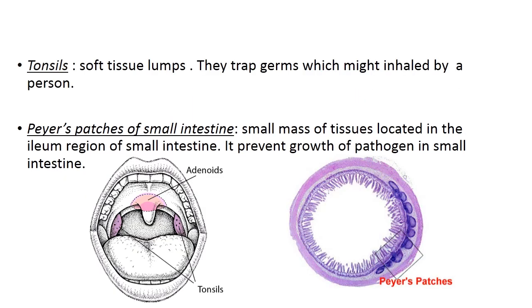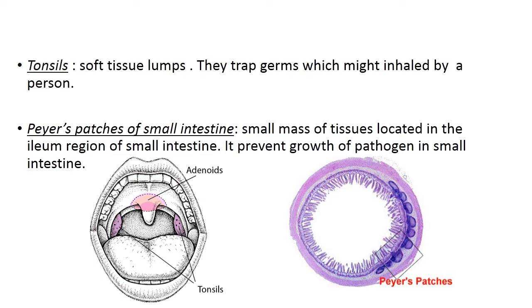Yes, the next organ is the tonsils. Tonsils are a pair of organs. They are very soft tissue lumps, and these tissue lumps are a part of the respiratory system. You can see in the diagram that there are two pairs of structures present in the throat region.